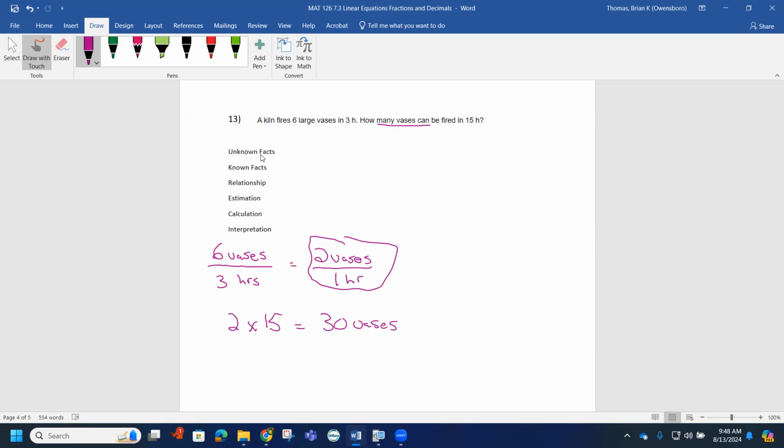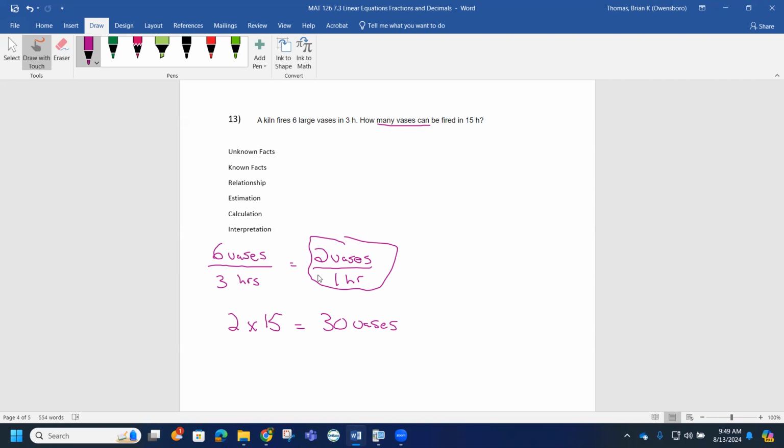So again, I'm using these unknown facts, known facts, relationship, estimation, calculation, interpretation. But I'm also doing this kind of mentally as I go along. And then when I see something to put down, I start to write stuff down. So that 6 vases in 3 hours jumped out at me as a rate because that's a clue there that in 3 hours implies a ratio or a rate. So that's expressed as a fraction.